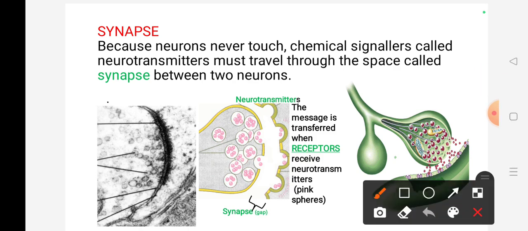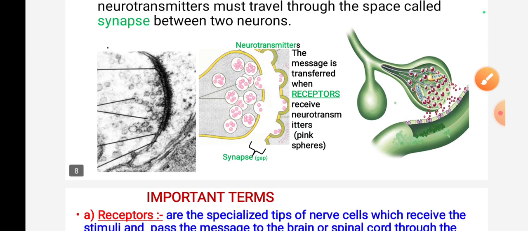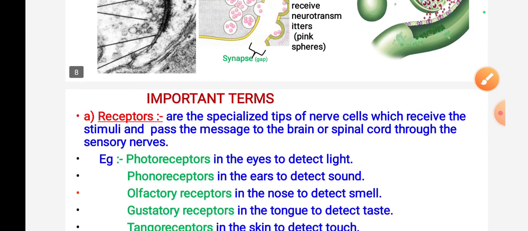Okay, whatever we see in a neuron, the small space, that gap, is called a synapse. Okay, it's a neurotransmitter. Here, see what is happening. The message sent by the receptors is transferred here. Next, how are the messages transferred here? It is a gap between one neuron and another neuron, and that is the synapse.